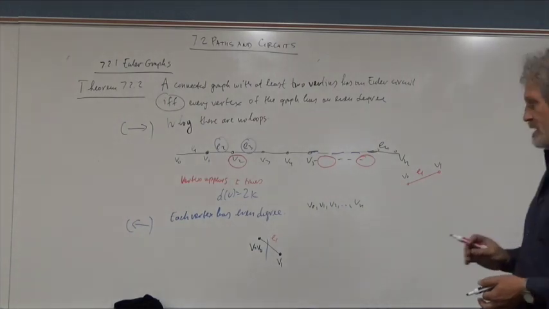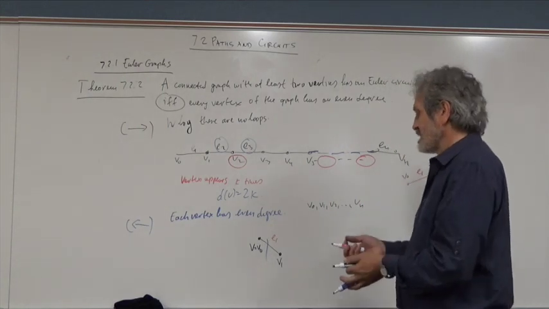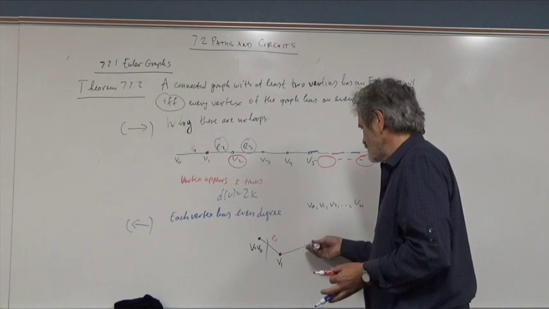Then what happens? V1, having an odd degree now since one edge was cut, must have an exit edge. So there must be a V2 here that is connected.